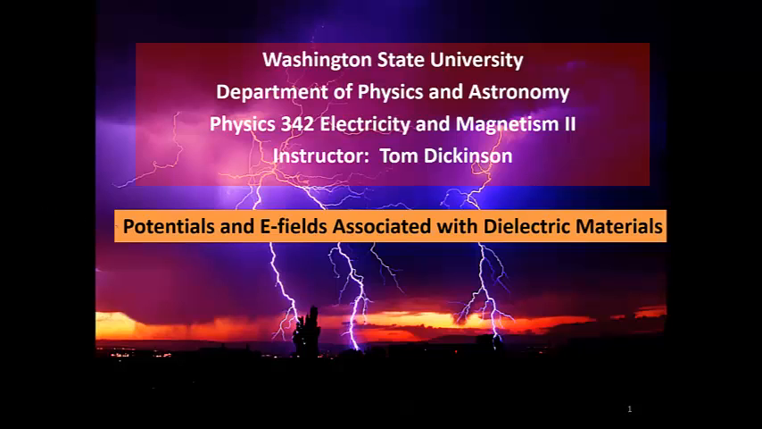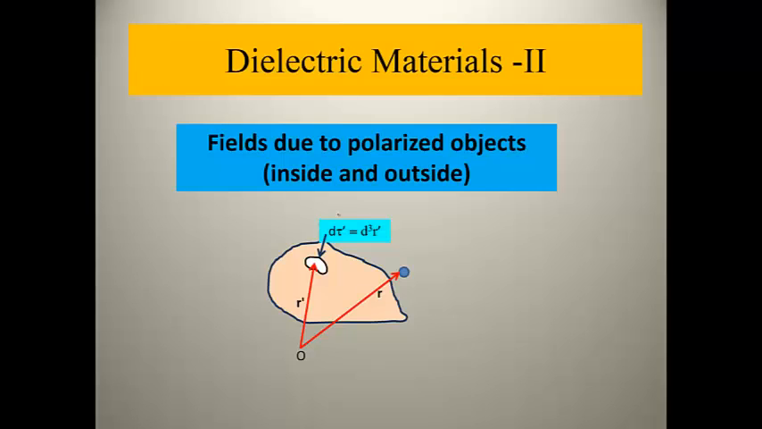So let's look at the determination of potentials and E fields that are associated with dielectric materials. Imagine that you have a dielectric over this volume shown here with volume elements d tau prime. So here's d tau prime, and that's quite often written as d cubed r prime.